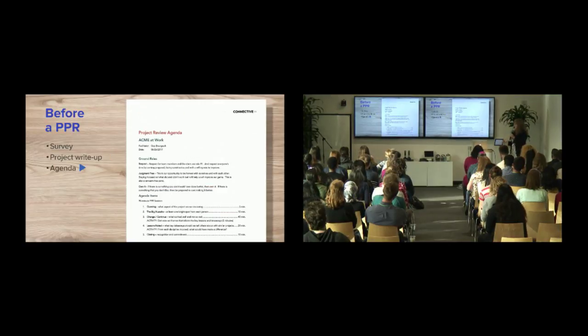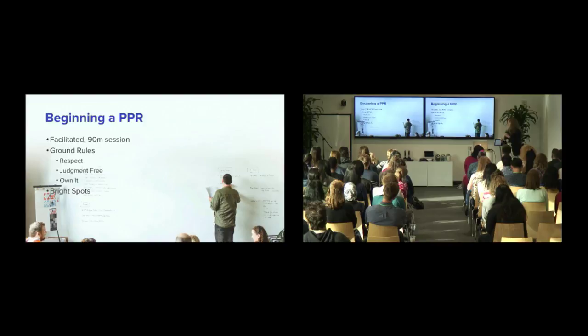And then lastly, we have an agenda. It's a repeatable agenda that happens on every one of our PPRs. We are 90 minutes long, and we have some ground rules. We'll run over those in a minute. And then I'm just basically going to talk through what that agenda is and how this might be useful for you. So we do a facilitated 90-minute session at the end of major phases in project work we do.